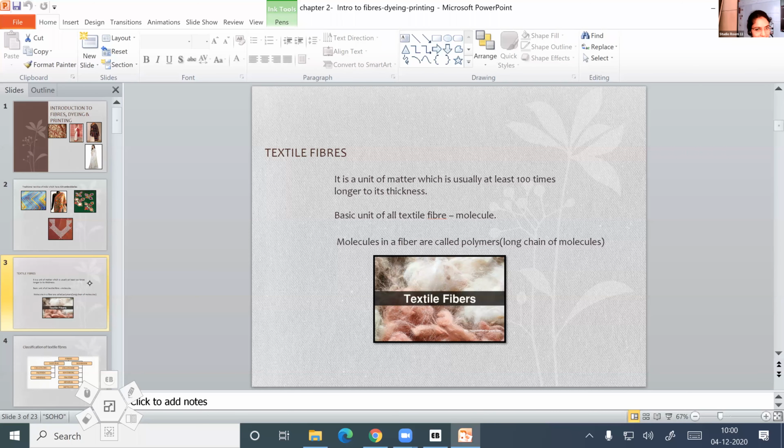It is a unit of matter. A textile fiber is a unit of matter. And what is a unit of matter? You have studied in chemistry, the basics of chemistry. Unit of matter, that means atom. So a textile fiber is a unit of matter which is usually at least 100 times longer than its thickness.